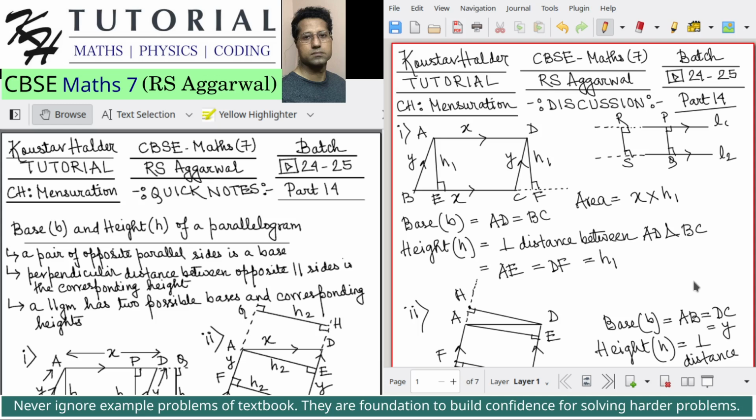In the next video, I will discuss how to find the area of a rhombus with some example problems. So please stay tuned for that.